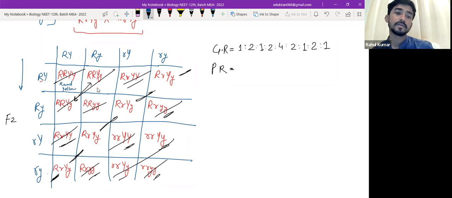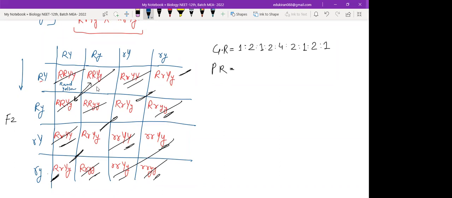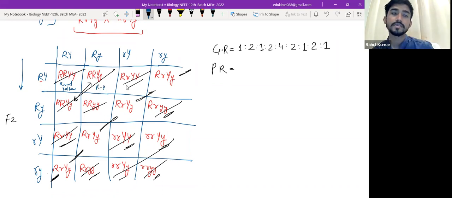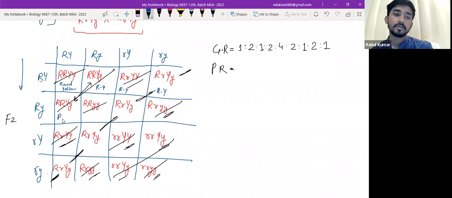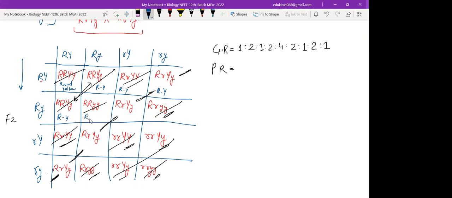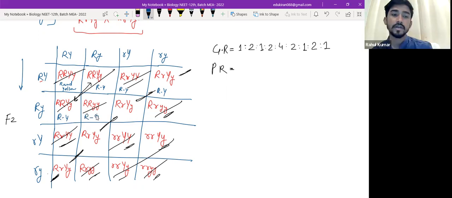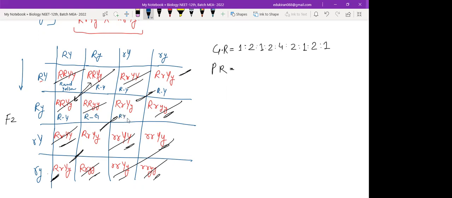What will this be? Round and yellow. Again, I'm writing round yellow. This, round yellow. This also, round yellow. This one, round yellow. This one, round green. Yes, round green. First RG. This one, round yellow.